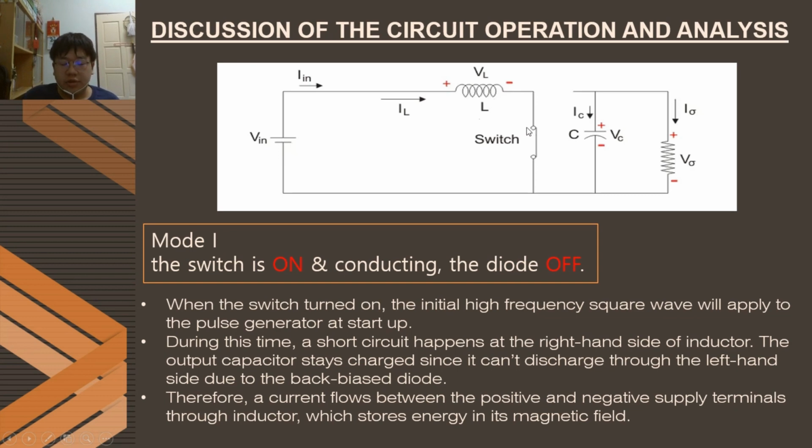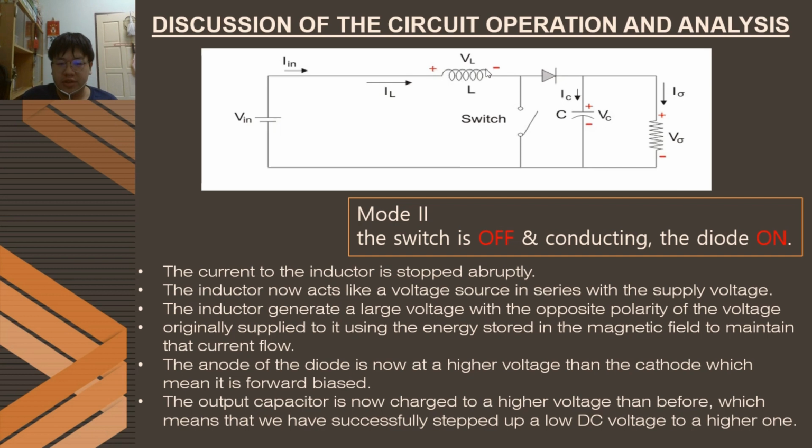The circuit operation of the DC-DC boost converter has two modes. The first mode is when the switch is on and conducting, and the diode is off. When the switch is turned on, the high frequency square wave is applied from the pulse generator at startup. During this time, a short circuit happens at the right hand side of the inductor. The output capacitor stays charged since it can't discharge through the left hand side due to the back-biased diode. Therefore, current flows between the positive and negative supply terminals through the inductor, which stores energy in its magnetic field.